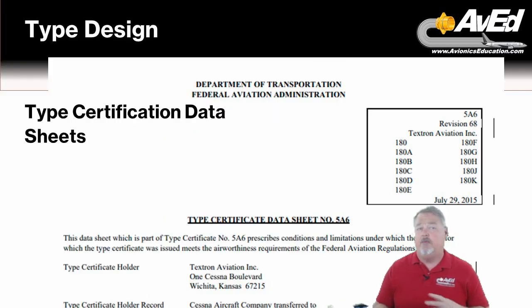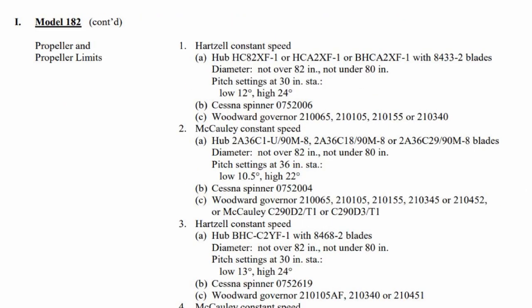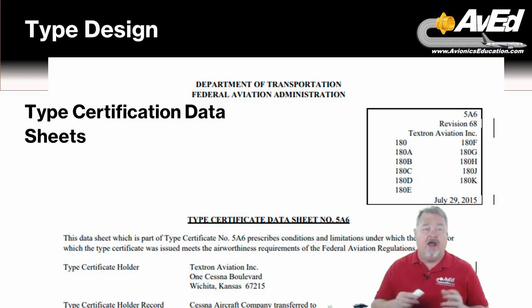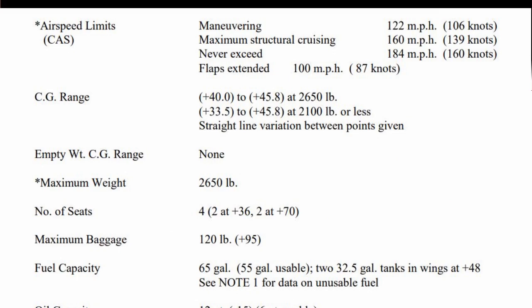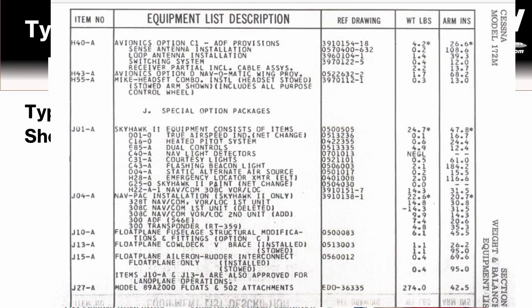And these are all included under the same TC number. Now, this document will provide information about the engine installed, propellers that can be installed, and governors for each model of aircraft. And it'll have information about the performance of the aircraft, weight and balance, fuel carrying, etc. To learn about the specific equipment that was installed in the aircraft at the time of certification, that would be included in the aircraft's equipment list.